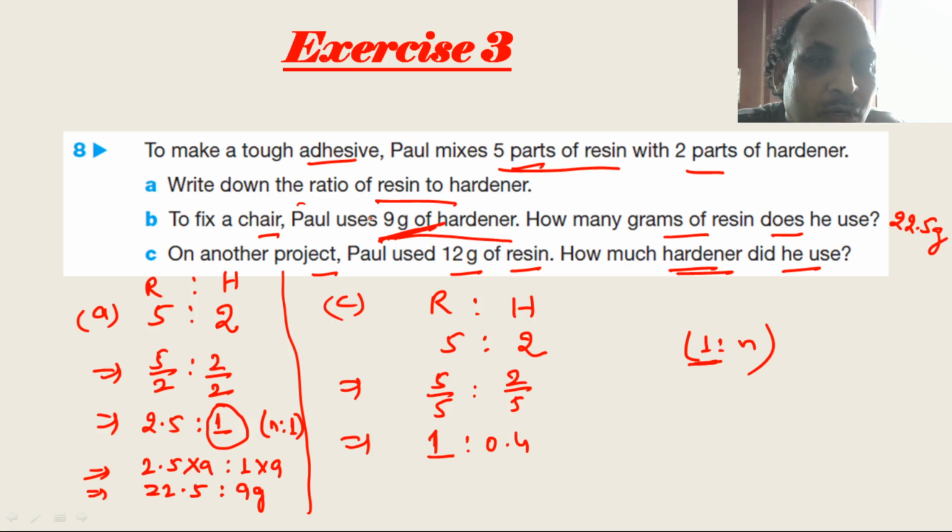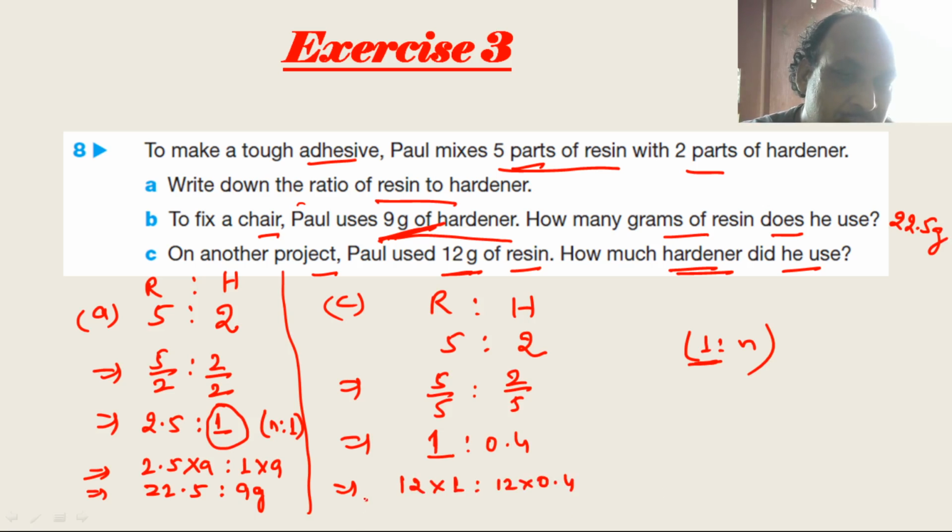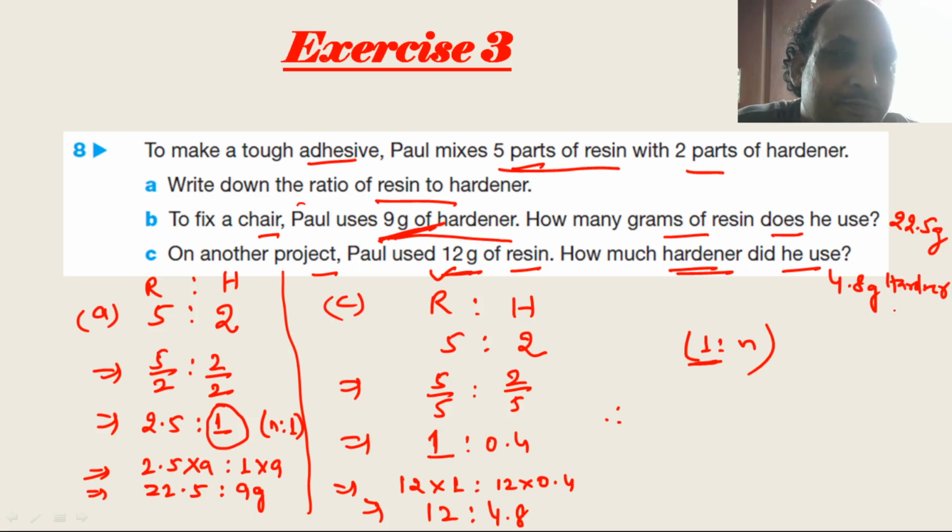Now Paul is using 12 gram of resin. So what we will be doing? We will multiply both parts by 12. And this is giving us 12 is to 4.8. So it means, if 12 gram of resin is there, how much hardener? 4.8 gram. So therefore 4.8 gram of hardener will be used by him.